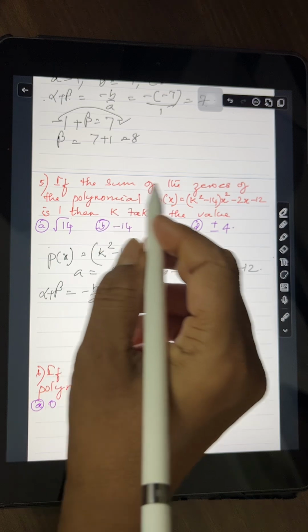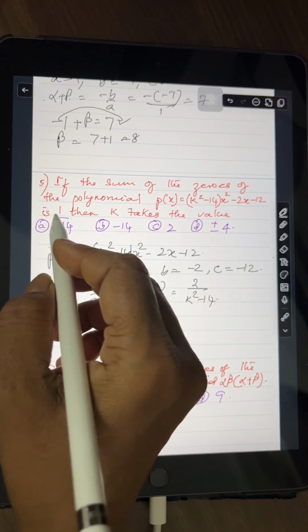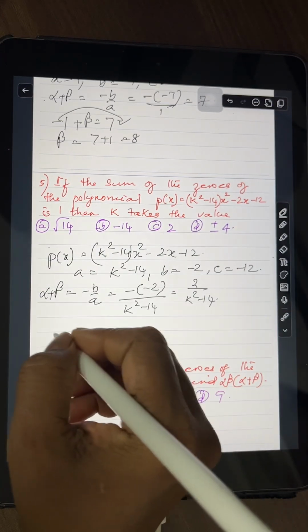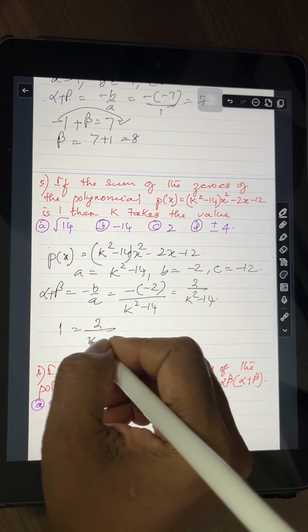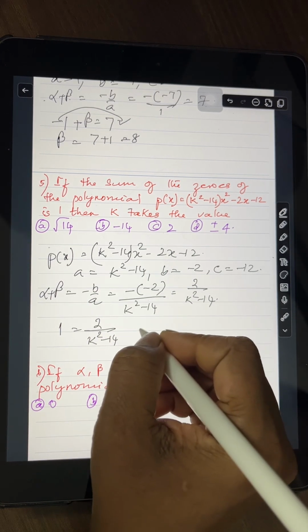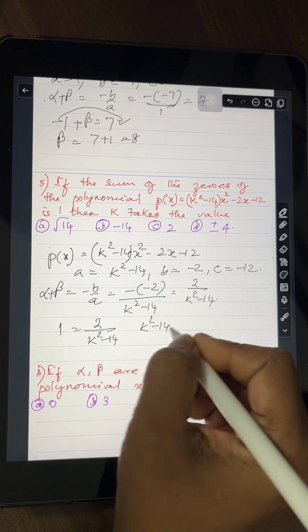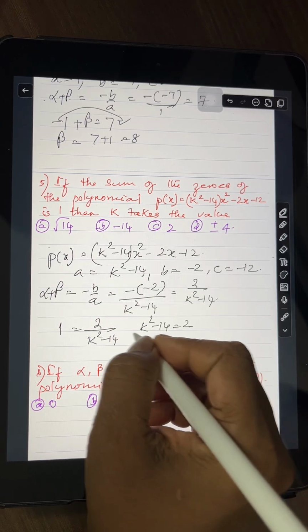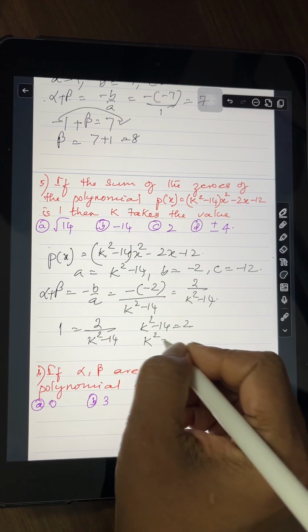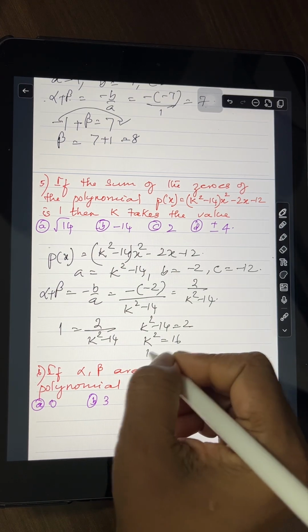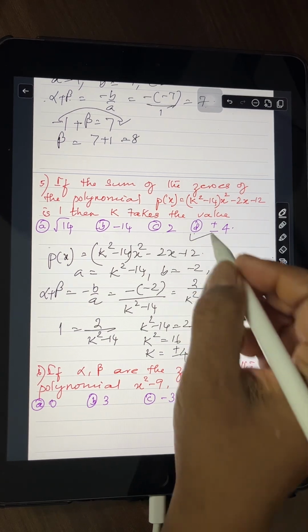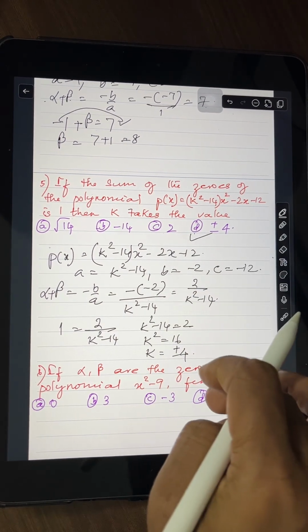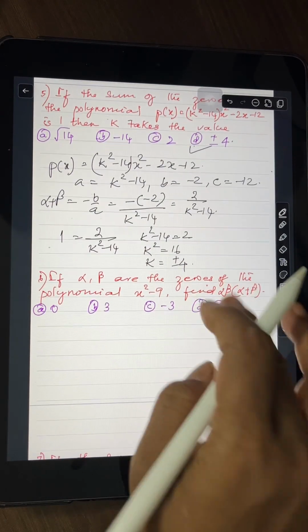So what he's saying, the sum of the zeros is 1, he has given. So 1 is equal to 2 by k square minus 14, or k square minus 14 is equal to 2. K square is equal to 16, k is equal to plus or minus 4. So this is your answer. Okay, now the next one.